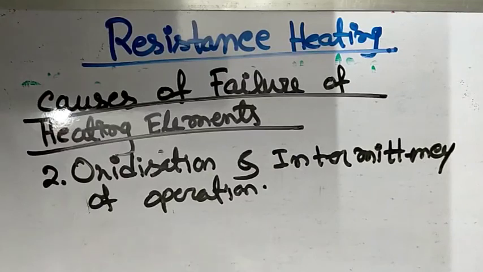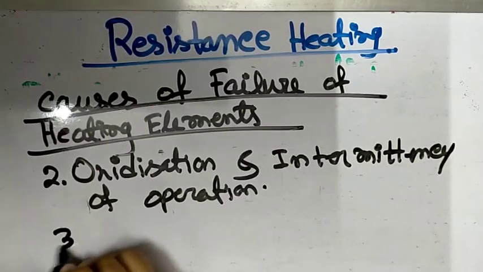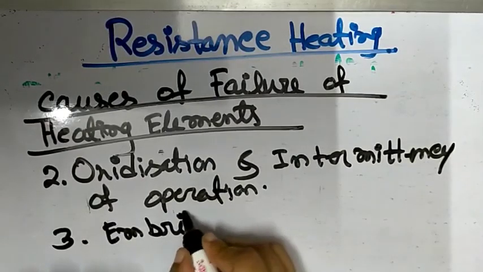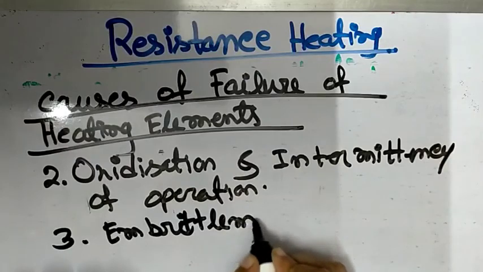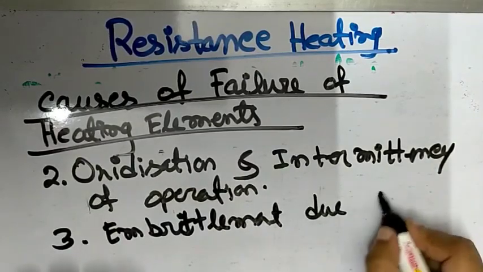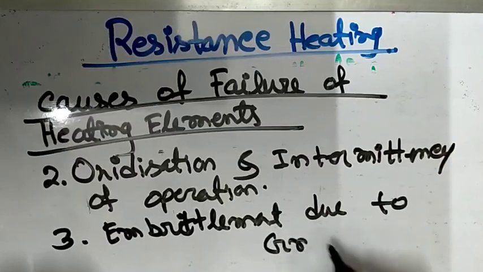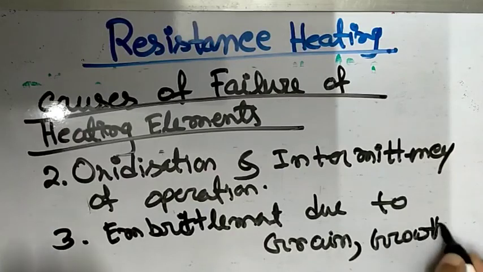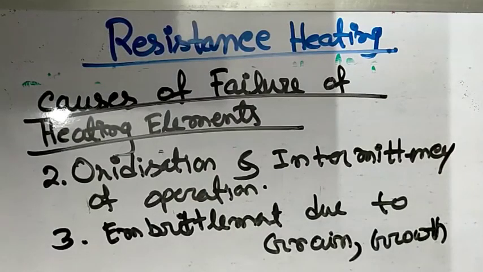Next cause is embrittlement due to grain growth. All the heating alloys containing iron tend to form large brittle grains at high temperature, and when cold, the elements are very brittle and liable to rupture easily on the slightest handling and jerks.